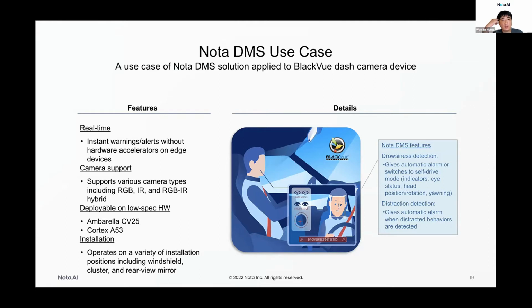One example is the driver monitoring system. The driver monitoring system is a kind of intelligent dash cam, which watches over the driver status right in the autonomous vehicle.